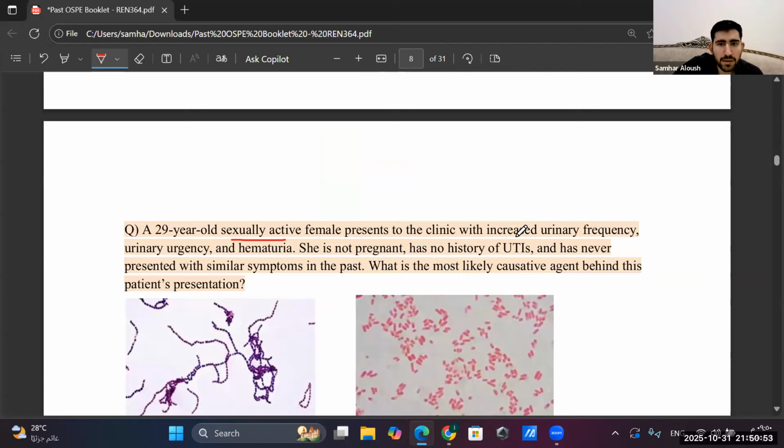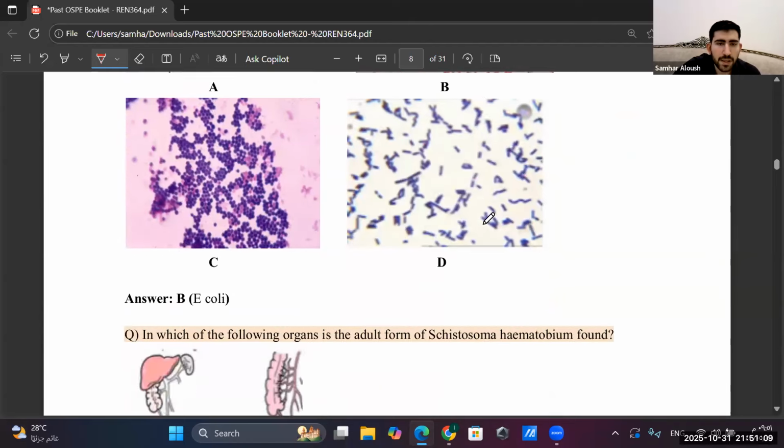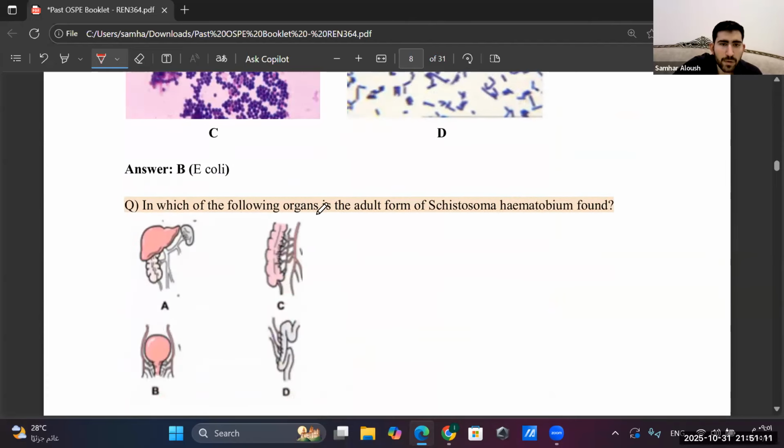Sexually active female, increased frequency, urgency, hematuria. She is not pregnant, no history of UTI. What's the most likely causative agent behind this? Come on, what's the most common cause of UTI in all people, even sexually active women? E. coli, B, definitely. Okay. Which of the following organs does Schistosoma haematobium infect? We said Schistosoma haematobium causes squamous cell carcinoma of the bladder, hemorrhagic cystitis, calcification of the bladder. So it affects what? The bladder, definitely.